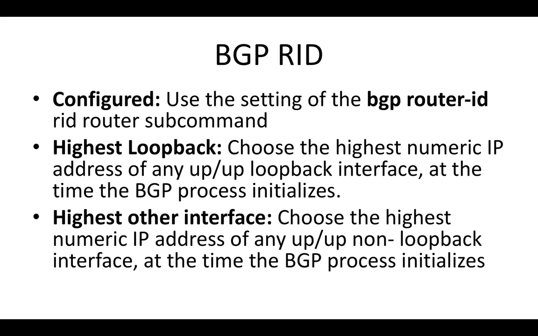And then of course, last thing we can do is the highest other interface. So if you have an IP address on an interface that is up and it has a connection, if it's not a loopback, that'll be the last thing that BGP uses.